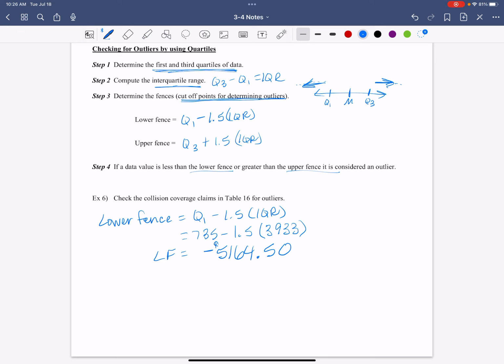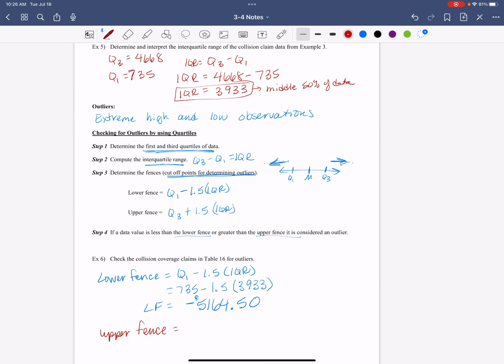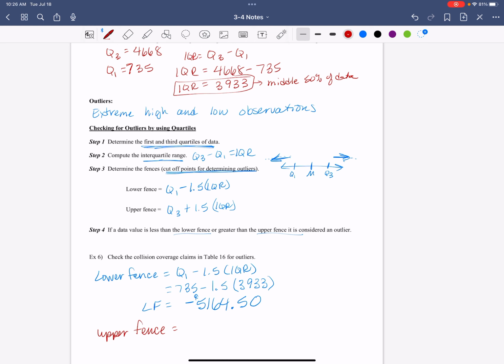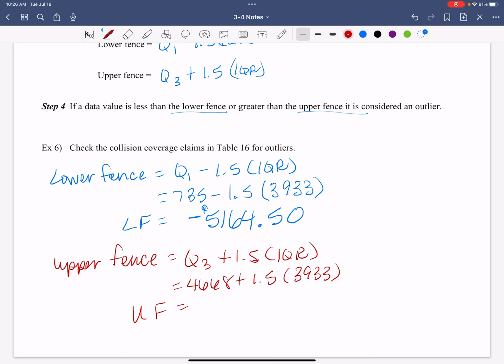All right. Well, let's see if we have any that are too high, outside of that normal range. So let's look at our upper fence. It's based on quartile 3, which is 4,668. So quartile 3 plus 1.5 times that interquartile range: 4,668 plus 1.5 times 3,933. And my upper fence, UF for upper fence, is 10,567.50.